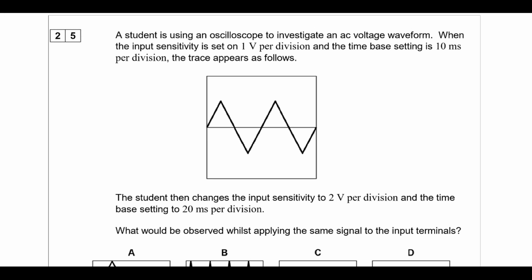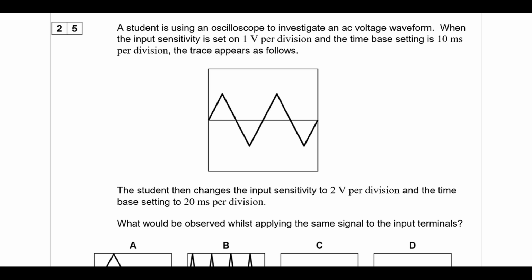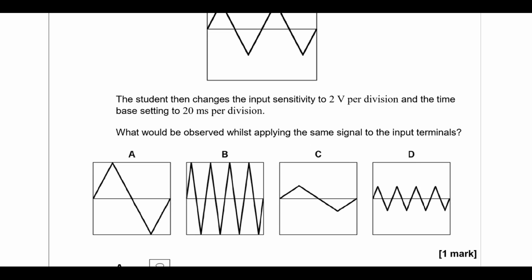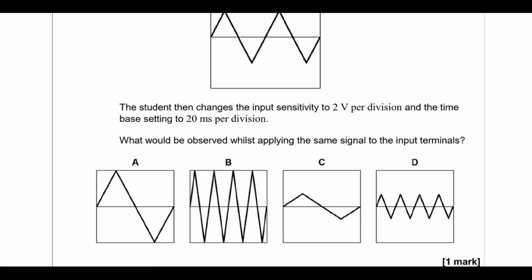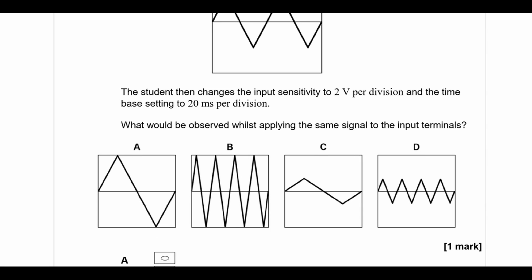So if you double the Y gain, what you do is essentially double the range that you can show, or you squash your wave. So we need to look at which of these shows the wave being squashed. That means it's either C or D there. So we can eliminate A and B because those aren't showing it being squashed.